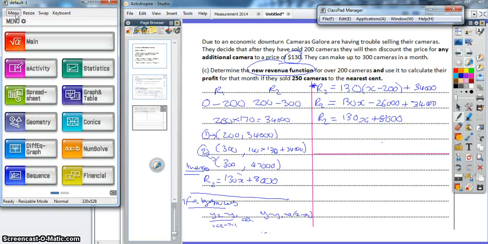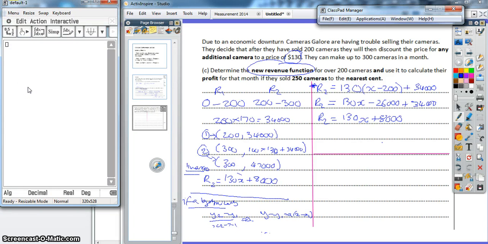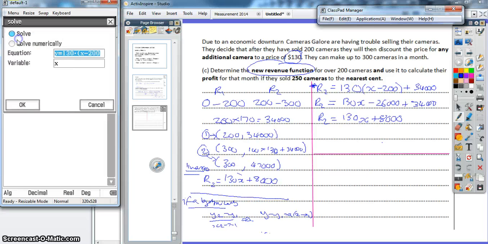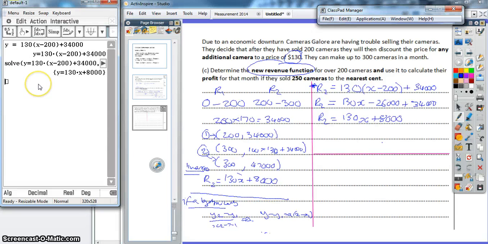You could go straight from this line here to that answer on your calculator. If we just go to menu, main, if I type in y equals 130 times (x minus 200) plus 34,000, do the same thing we did before, just highlight it, drag it down, interactive, advanced, solve for y. There we go, 130x plus 8,000. Now it says use it to calculate the profit. So we can't just sub in 250 into this because we need the profit equation.